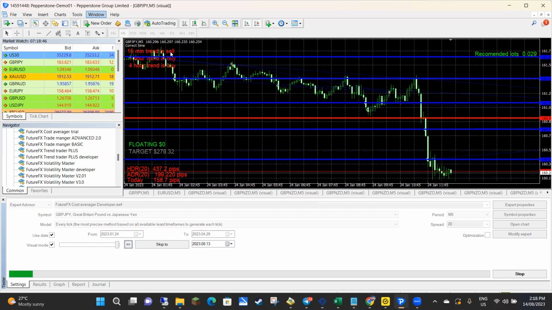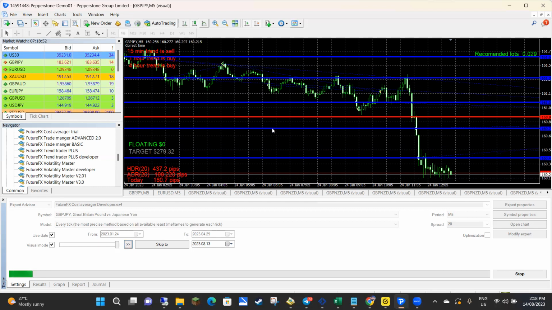And now our trends aren't lined up, so we're not getting any more trades. So a few things have happened here. We've had much less drawdown because we've never had more than 3 trades open. We made our first $10.